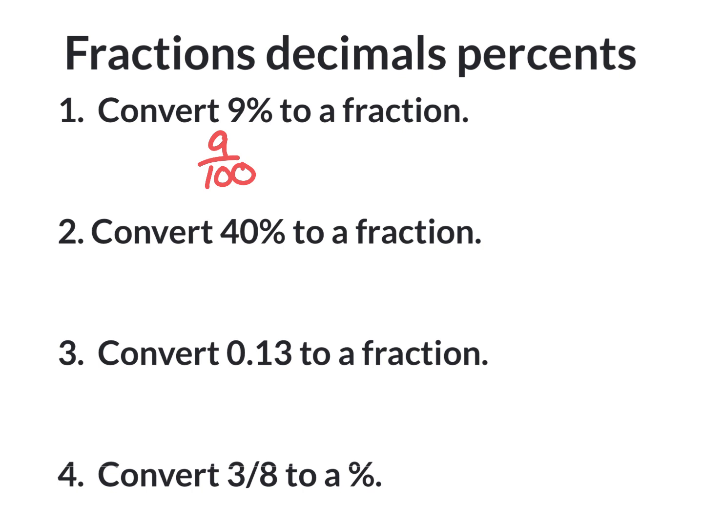Try to reduce it if possible. You can't divide by 2, you can't divide by 3. That's your answer. Too easy. That's like a free point. Anyways, the next one, convert 40% to a fraction. That's going to be 40 over 100.